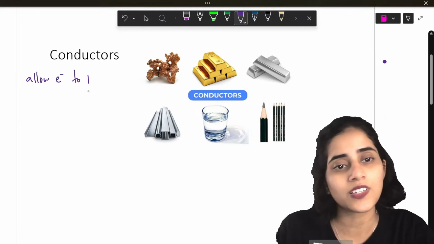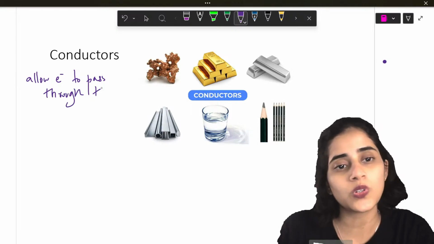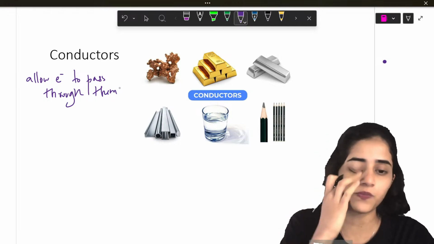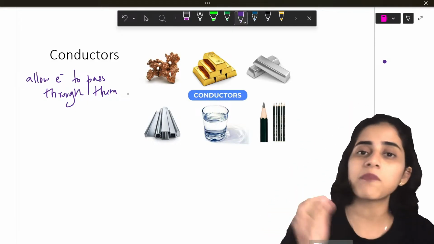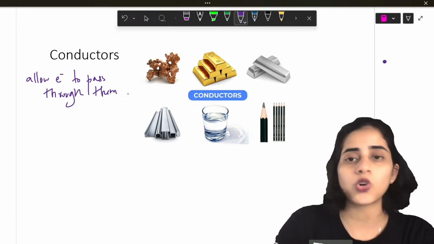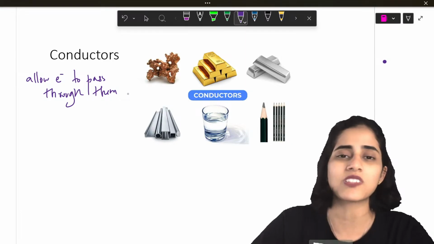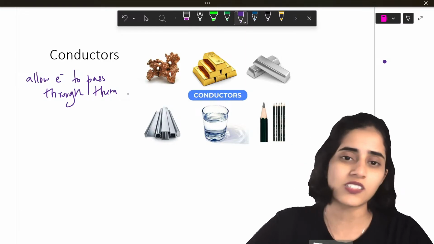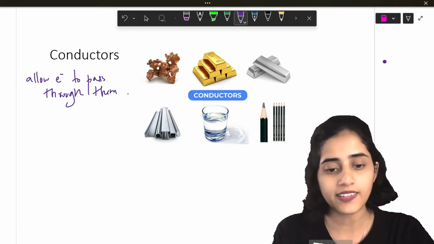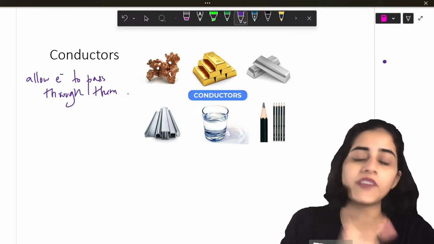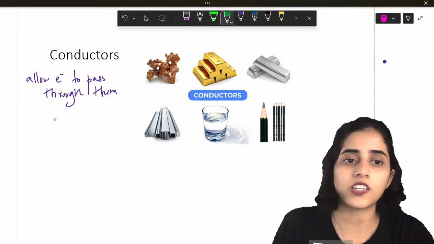Conductors allow electrons to pass through them. Okay. Now, how do these electrons pass through them? By applying a voltage. Imagine you have a battery, but again, let's not talk about battery because in this chapter we are talking about electrostatics. So imagine there's water. Whenever there is a voltage applied, electricity is conducted. And whenever electricity is conducted, what happens? Electrons move through it.